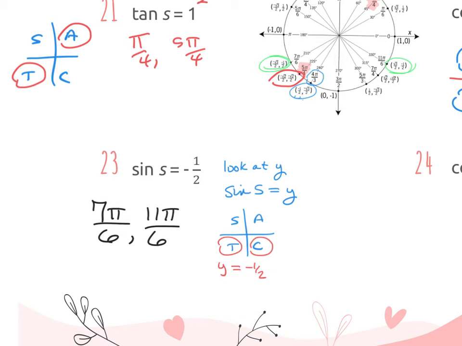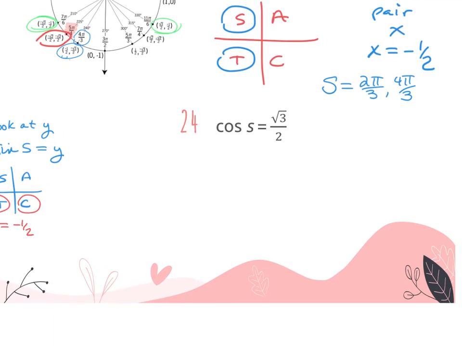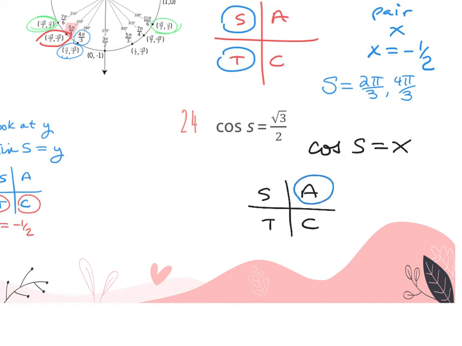Try cosine. Cosine of square root of 3 over 2. Remember, cosine, we look at the x. So I'm going to look at the x. Let me narrow down my quadrants. All students take calculus. Cosine is going to be positive in quadrant 1 and in quadrant 4. So I'm going to look for x equal to root 3 over 2 in the ordered pairs.